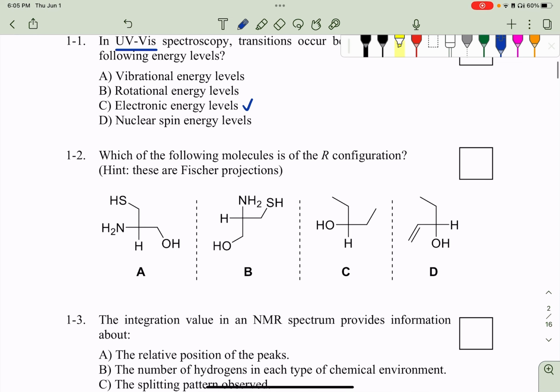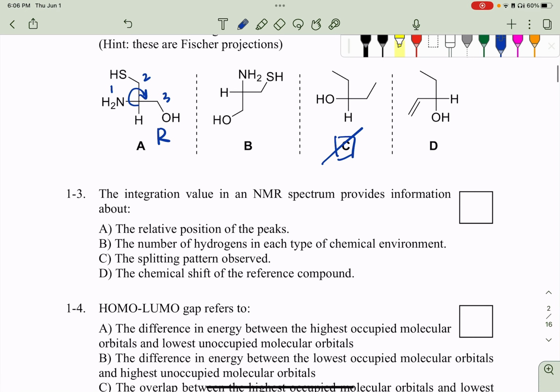Round 2, assigning stereo configuration and find a molecule that is R. So this one, we can first rule out C. This is achiral. We have 2 acyl groups that are the same as each other. And then let's look at A, B, and D. Let's just go one by one. For A, we have 1, 2, 3. So it's clockwise, hydrogen on the vertical. Oh, okay, so we get our hit. Our answer is A. And then keep going.